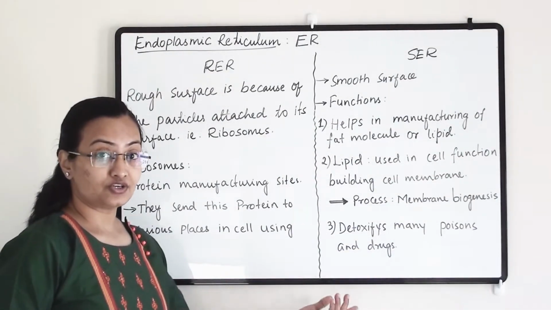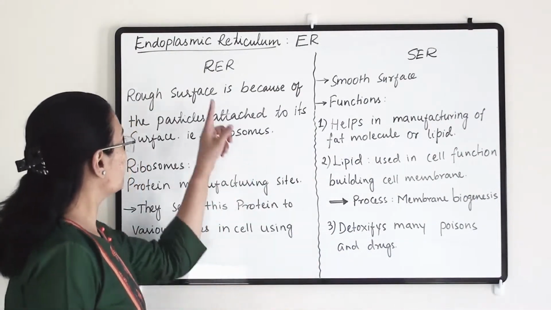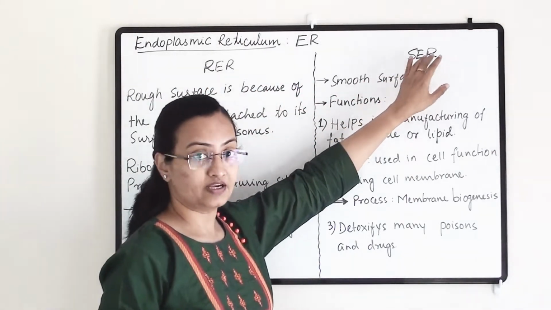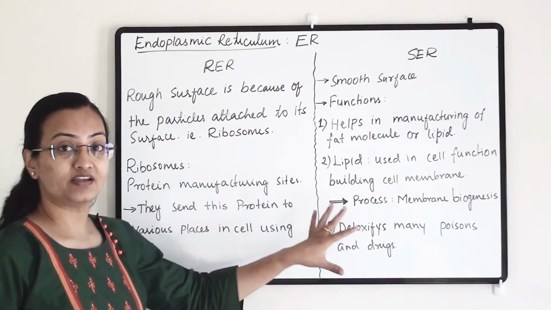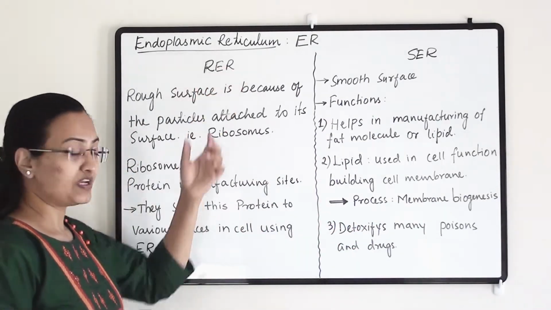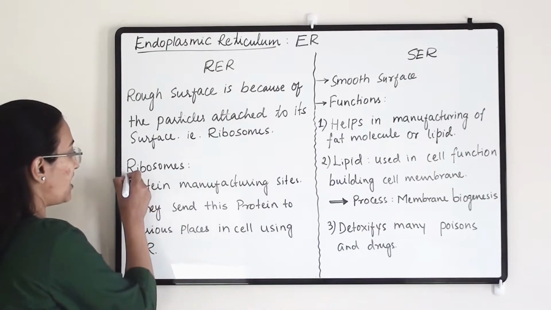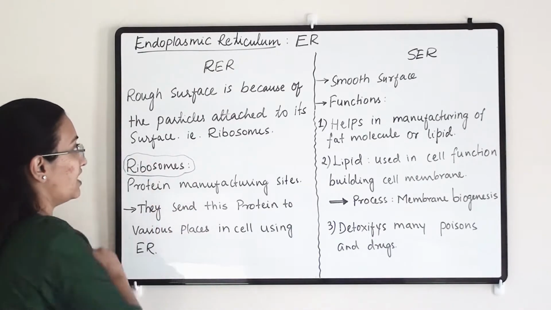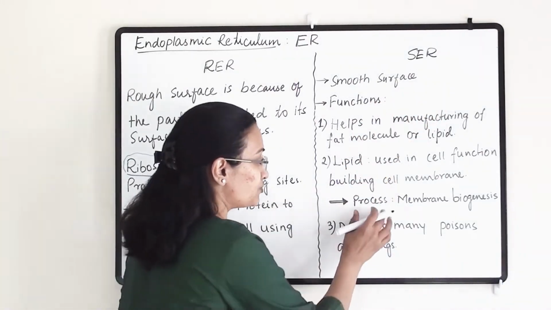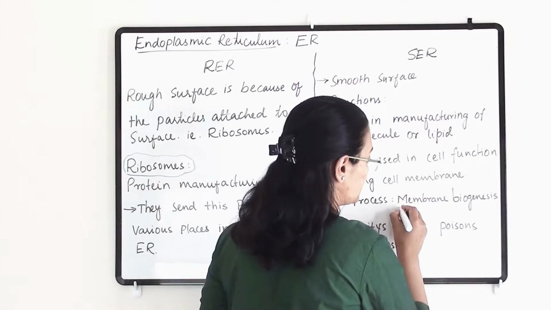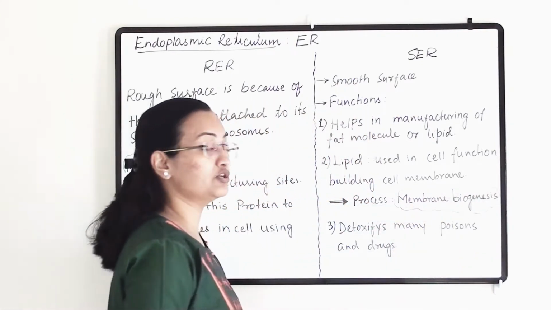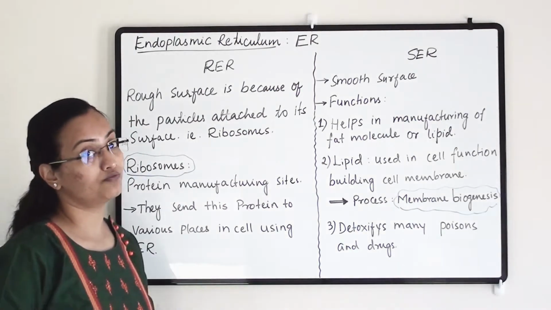Now as per the structures, there are two types of ER. First is rough endoplasmic reticulum and second is smooth endoplasmic reticulum. Both are important in terms of their function. With rough endoplasmic reticulum, the ribosomes are attached, and with smooth endoplasmic reticulum, a process is associated that is known as membrane biogenesis. So both endoplasmic reticulums are very important for the cell.